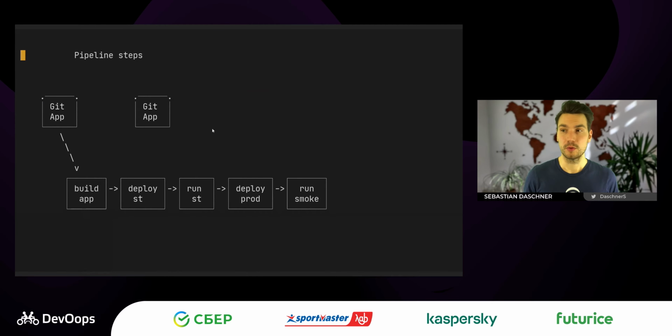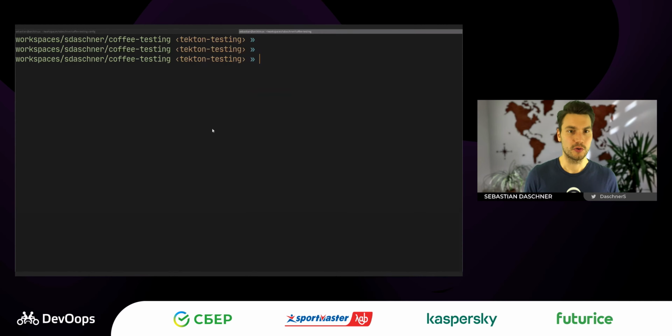Okay, so what I will do now is make some change to my application and show you how this pipeline works in the real world. Why? Because we all want to see some failing builds, right? So this is live coding. And of course, if you do live coding, everything can go wrong.